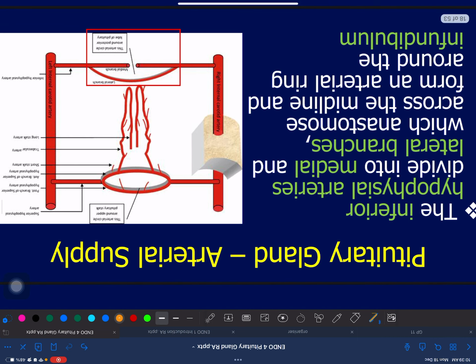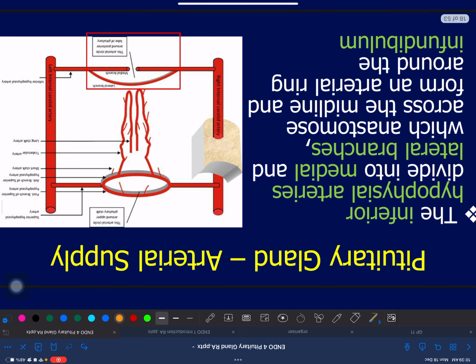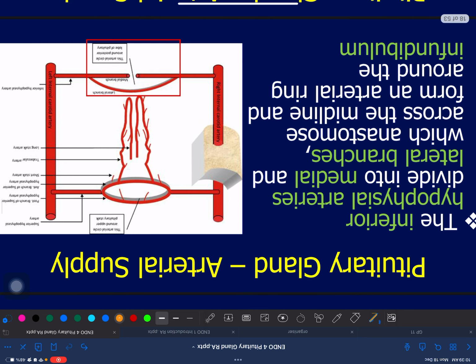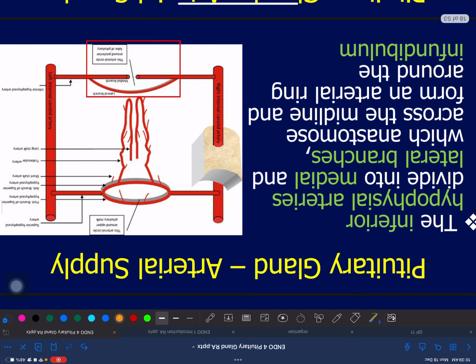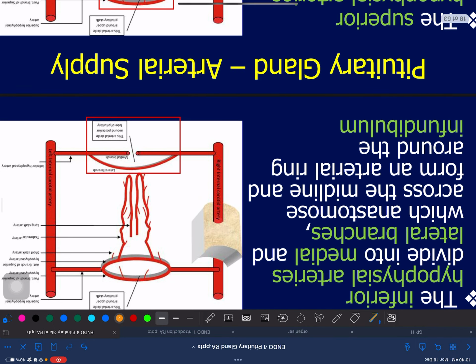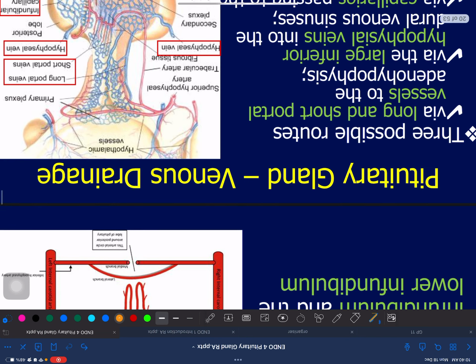Then the inferior hypophyseal artery divides into the medial and lateral branch, which anastomose across the midline to form an arterial ring around the infundibulum. Just imagine it has a medial and lateral branch, and it will circle around the infundibulum. The branches of the inferior hypophyseal artery anastomose with each other. The superior hypophyseal artery supplies the median eminence, upper infundibulum, and the lower infundibulum.